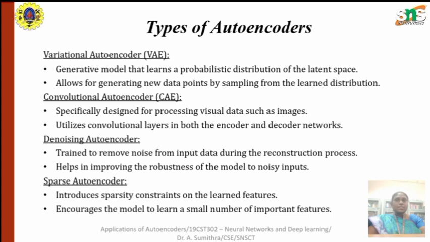Lastly, the convolutional autoencoder uses convolutional layers in the encoder and decoder networks, making them well suited for processing high dimensional data such as images. They preserve the spatial information and are commonly used for tasks like image denoising, reconstruction, and feature extraction.